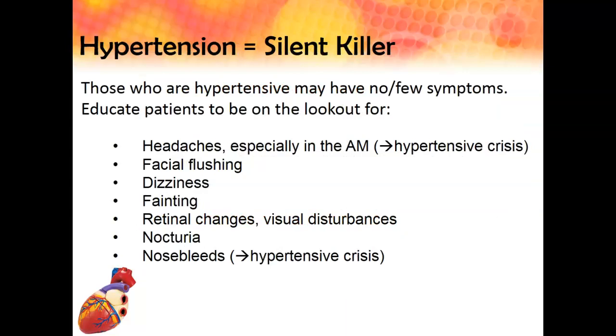Hypertension, unfortunately, is also known as a silent killer. I think I said before, diabetes is a silent killer. I guess there's a lot of things that can happen to you that can kill you silently. Those who are hypertensive sometimes, unfortunately, may have no or few symptoms until crisis happens. So educate patients to watch for headaches, especially those in the morning. Sometimes those are indicative of hypertensive crisis. Facial flushing, dizziness, fainting, retinal changes, visual disturbances, nocturia, and nosebleeds, which again could be indicative of a hypertensive crisis.